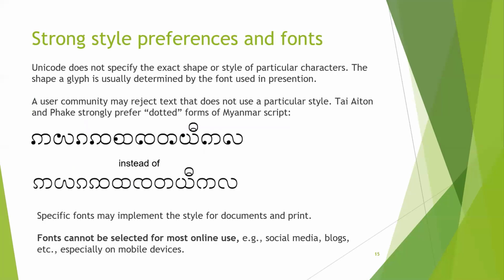However, Unicode does not specify the exact shape or style of particular characters. Unicode characters are abstractions, just like the letter A in English can be represented with many, many different shapes depending on the font and the style someone wants. The font is what typically determines the specific shape used in a presentation to someone on the screen or in print. But as Stephen said, the community members may reject the text that doesn't use the particular style that they expect. This is seen very often with people who are relatively new to using their languages with technology.